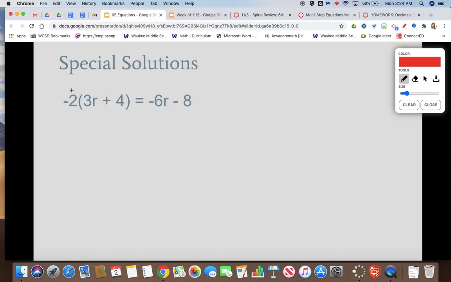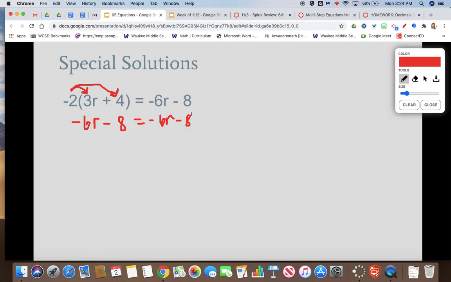All right, you guys, so we're going to start solving by distributing our -2 that's here on the outside of the parentheses. Remember, when you're distributing a negative, that's going to change all of the signs that are inside of our parentheses. So a -2 times a positive 3r is going to give us a -6r. And a -2 times a positive 4 is going to give us a -8. We're going to set that equal to our pieces that were on the other side, -6r minus 8.